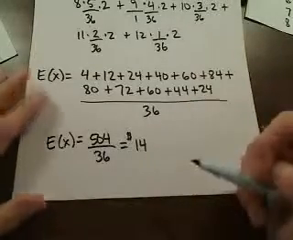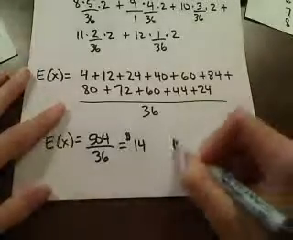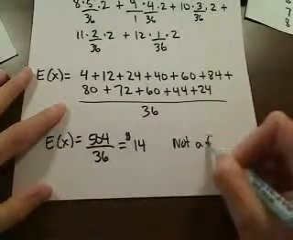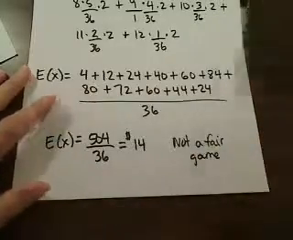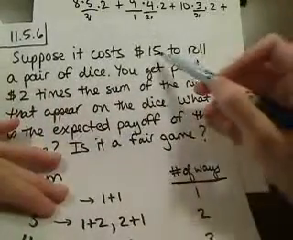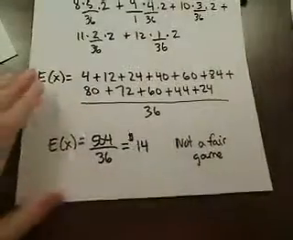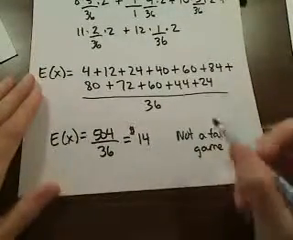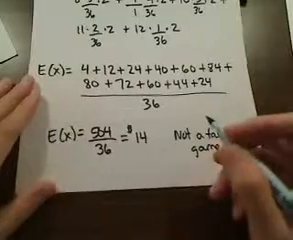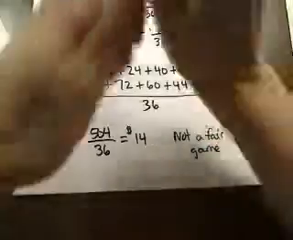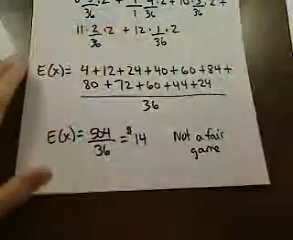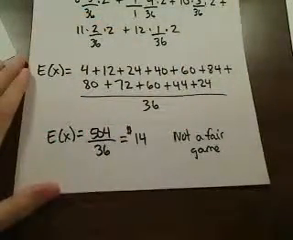And then they also asked if this is a fair game, and it's not a fair game. The reason it's not a fair game is they're asking you to pay $15 to play the game. So the cost to roll the dice is $15. Anytime your expected payoff is less than what you're paying to play the game, then it's not fair. So it needs to break even in order for it to be fair. Okay, so that would be it for this problem.